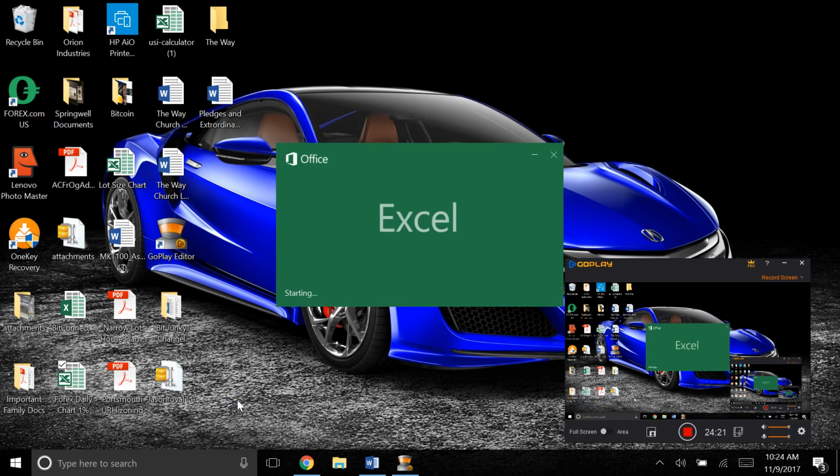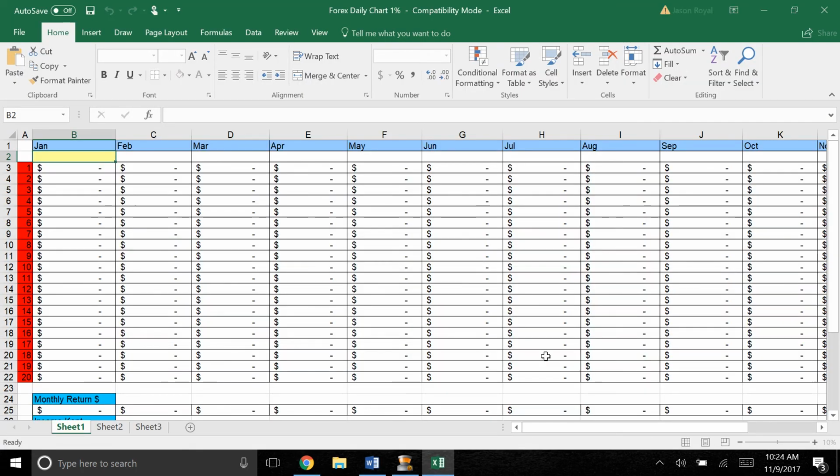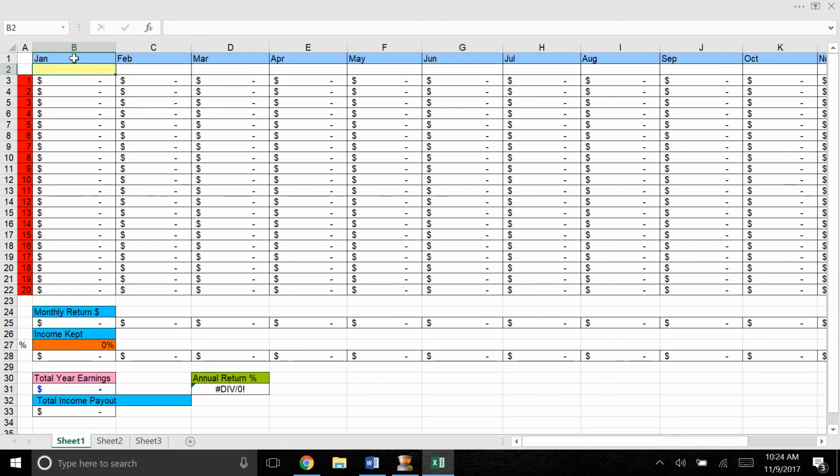I created this chart when I used to trade foreign exchange for myself. It's not made for other people to view it. Really, it's not very pretty. But this gets into how powerful compounding interest and a 1% return is.